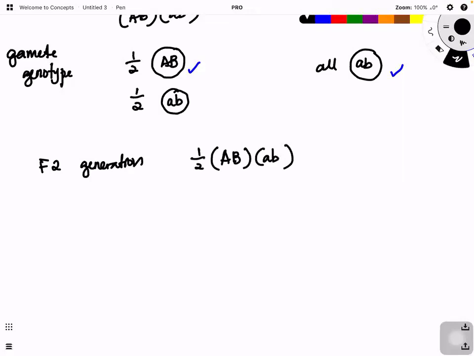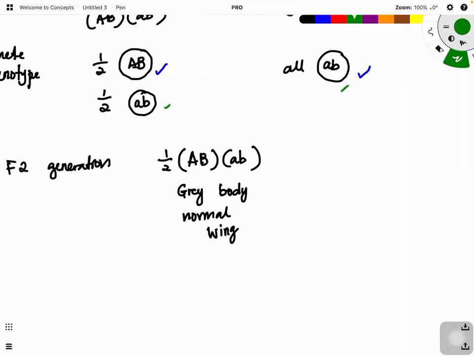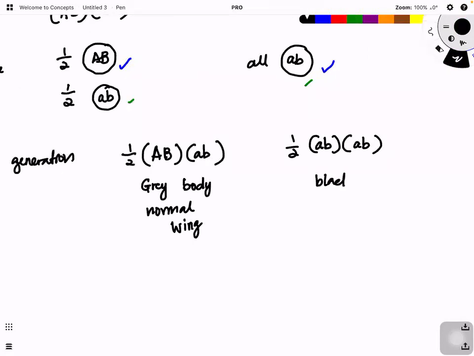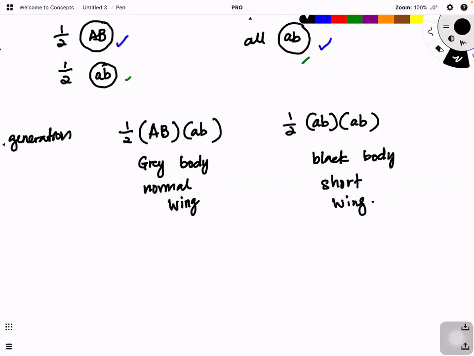This one will give us the gray body, normal wing. Another one, if I take this one and this one and fertilize together, I will have half of the chance, small a, small b, small a, small b. This one will give us the black body, short wing. So what is the expected ratio here? 1 to 1.